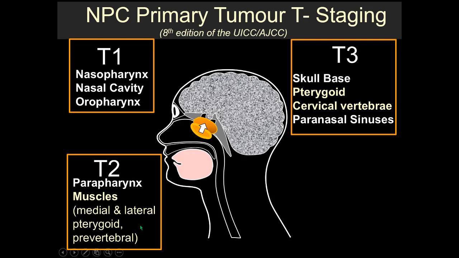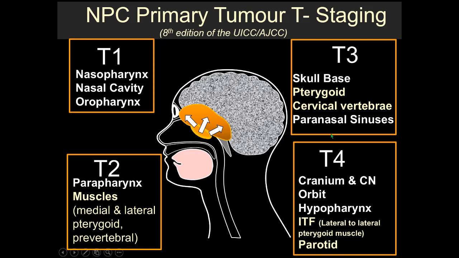T3 is the skull base, and that includes the pterygoid bones, and if it's very extensive, it may include the upper cervical vertebrae, and of course the paranasal sinuses. And then once it gets even larger and it's gone through the skull base, you involve the cranium and cranial nerves, the orbit, the hypopharynx. The infratemporal fossa we'll look at, the definition of that has recently changed, and also now the parotid gland is in the new staging system. So we're going to go through each of those and have a look at some examples.